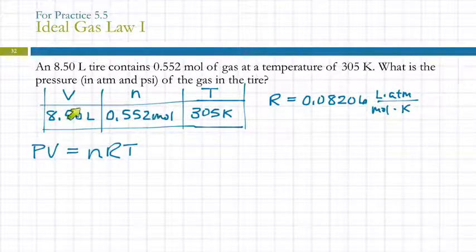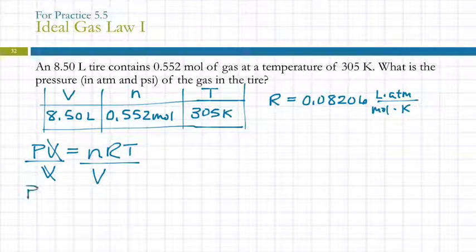So volume needs to be in liters, check. Amount of gas in moles, check. Temperature in Kelvin, check. Okay, everybody's okay here. We're trying to find the pressure. So we take the ideal gas law and rearrange it first. I don't want to divide by pressure, I want to divide by volume. Rearrange it first instead of doing it after you plug all the numbers in. So the pressure is equal to nRT over V.